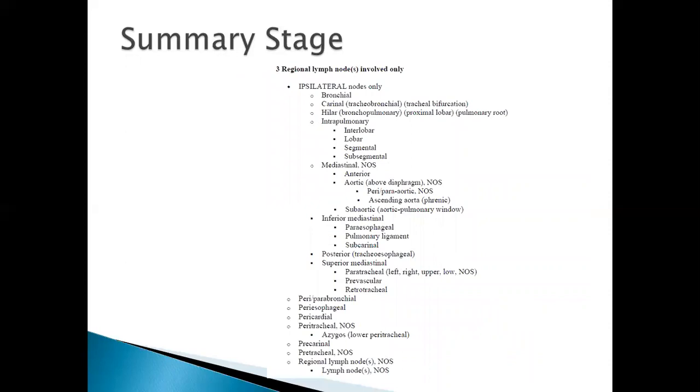Summary stage 3, only the regional lymph nodes are involved. Note the word ipsilateral lymph nodes for regional lymph nodes involved only. The positive or involved lymph nodes must be regional lymph nodes on the same side as the primary tumor. The regional lymph nodes for lung cancer are listed there. All other lymph nodes would be considered distant lymph nodes. So if a lymph node isn't listed here, then you can assume it's a distant lymph node and assign the summary stage accordingly.